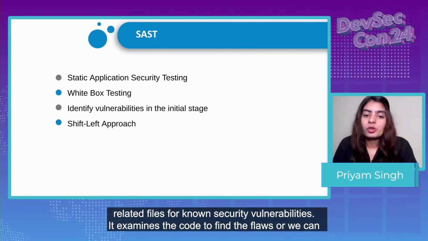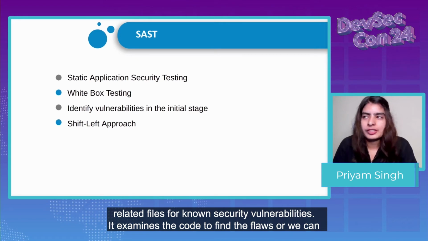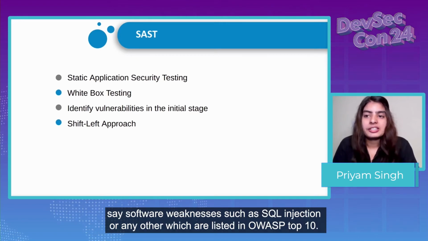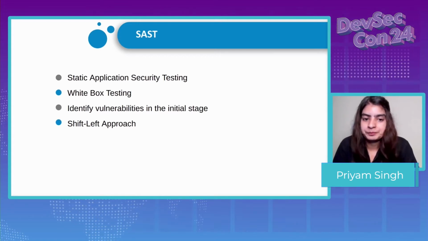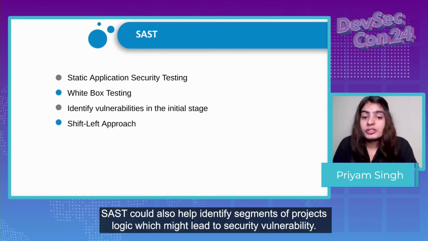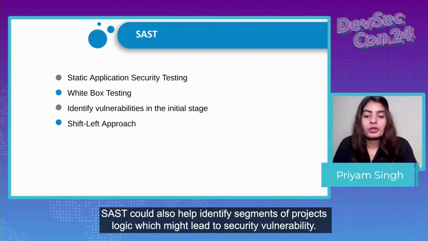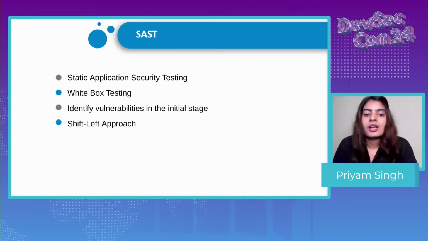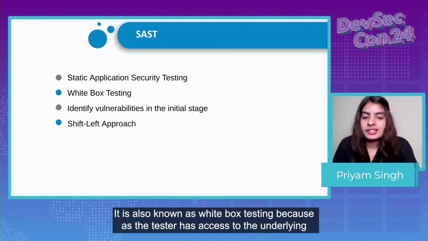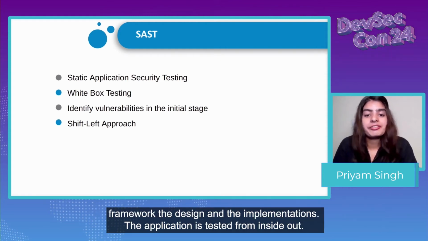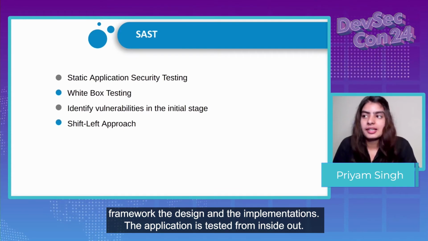It examines the code to find flaws, or we can say software weaknesses, such as SQL injection or any others which are listed in the OWASP Top 10. SAST could also help identify segments of the project's logic which might lead to security vulnerabilities. It is also known as white box testing because the tester has access to the underlying framework, the design and the implementation, so the application is tested from inside out.